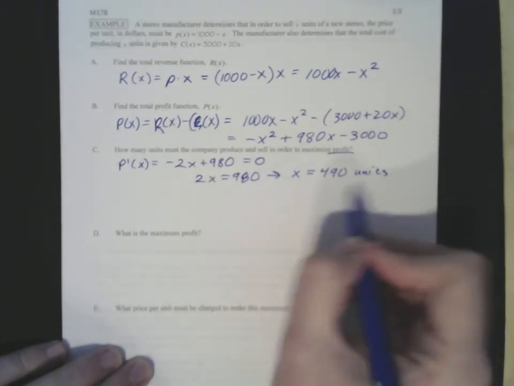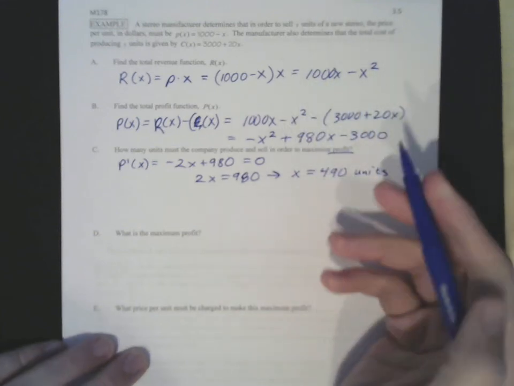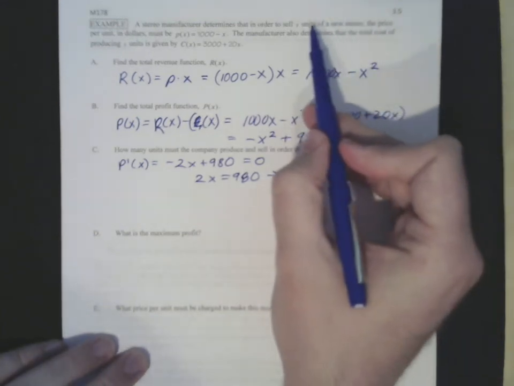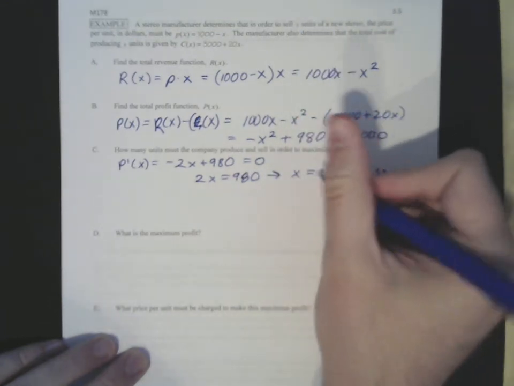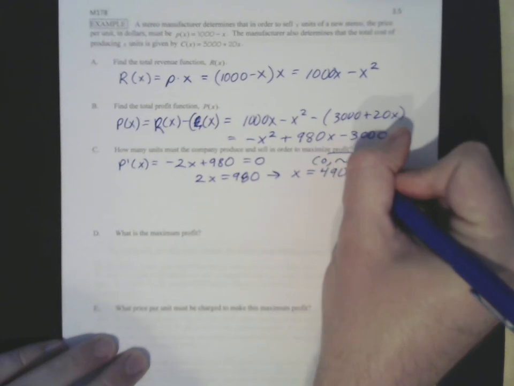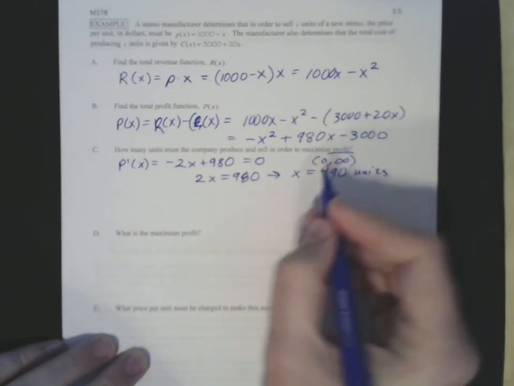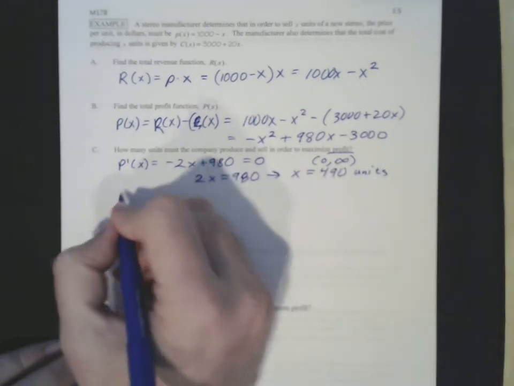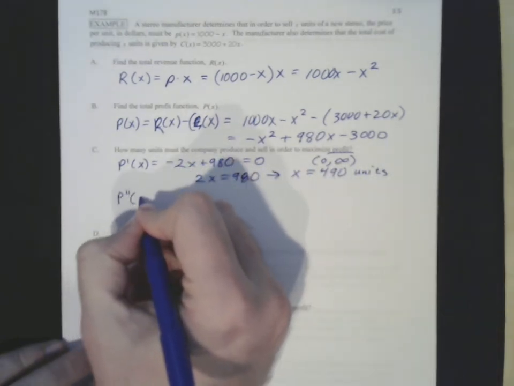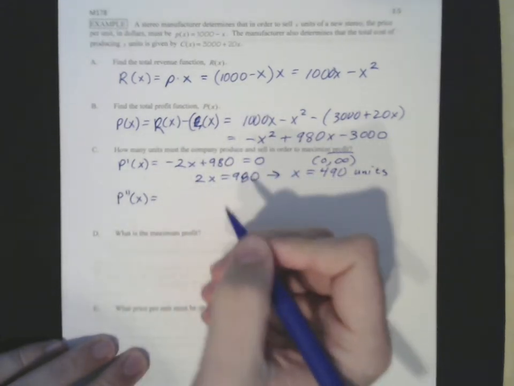We have one critical number. We know we have an open interval, and we know that because it doesn't give us a limit on x. So we know that we can sell no stereos all the way up to infinite stereos. So that means we're going to want to do our principle 2, so finding the second derivative. We're doing a second derivative test, essentially.